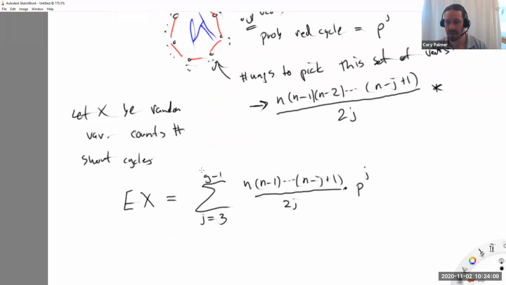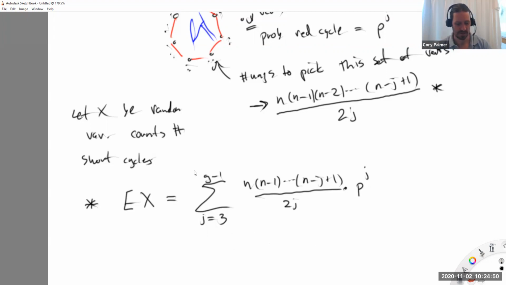I don't want to dwell on expectation too much more here, but why is this the expectation? You can rewrite the expectation as the sum of indicator variables. That's the expected value of each of the individual cycles. The expectation of an individual cycle is merely the probability of that individual cycle occurring. So I would break this up into a smaller sum over every possible candidate for a cycle of length j, which is this quantity, times the probability that those j vertices in that order give a cycle, which is this quantity here. So this is exactly the expected value of x. This is the average number of short cycles we expect to get through this procedure.